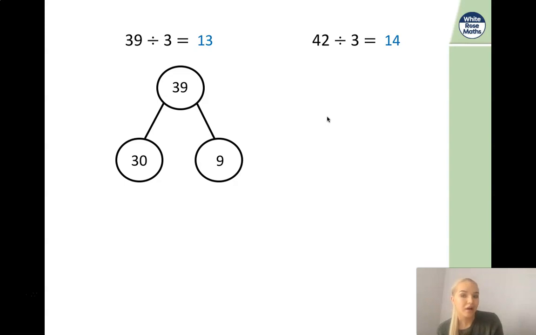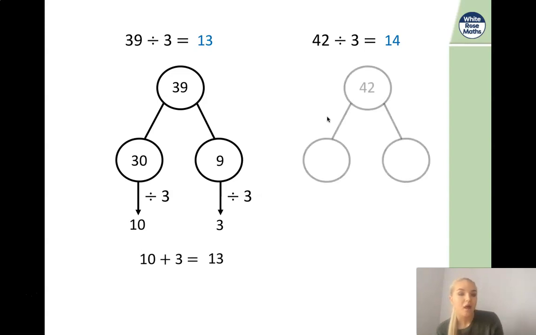We can then look at our divisor. We know our divisor in this case is 3, and we can divide each of our numbers by 3. And we know that 30 divided by 3 is 10, and 9 divided by 3 is 3. What we can then do is add them together to get our answer of 13. Another example here, we have the number 42.